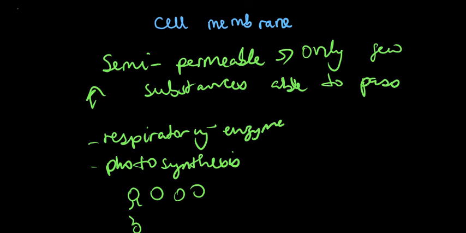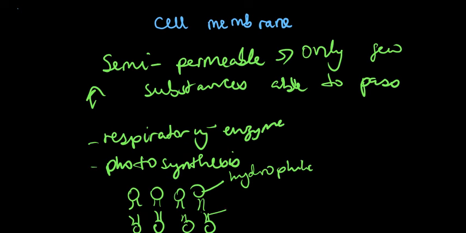Now why does it have such a shape? It's because one end is hydrophilic, the other end is hydrophobic. The end that is hydrophilic is the one that sticks out. The one which is hydrophobic is this part, the one that sticks inside. So this is hydrophobic, meaning water hating. So this is what they mean by it contains a lipid bilayer.